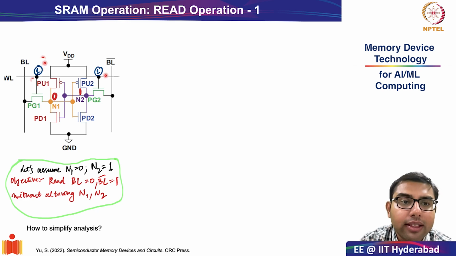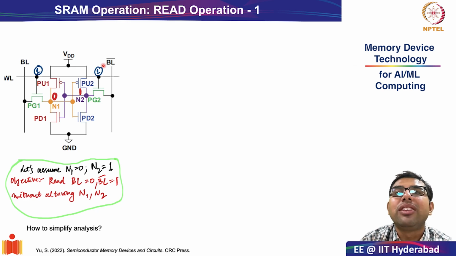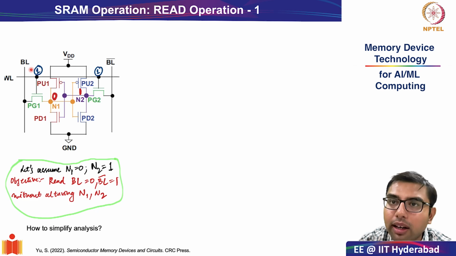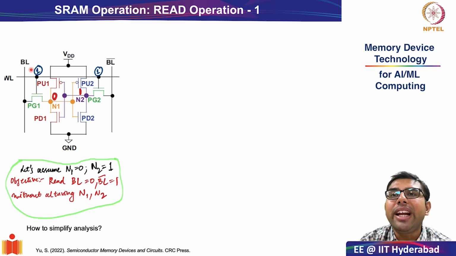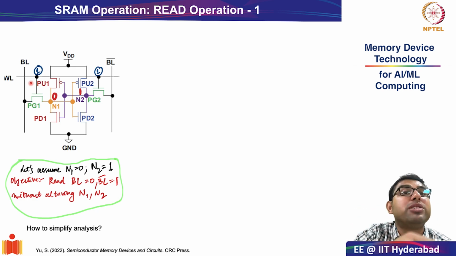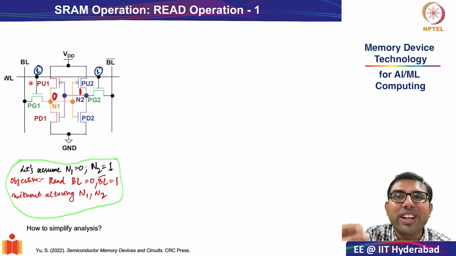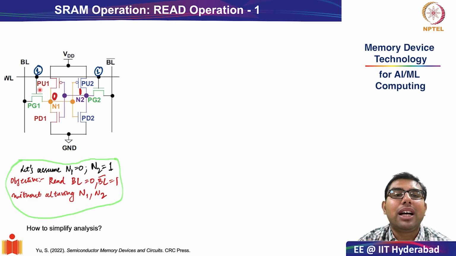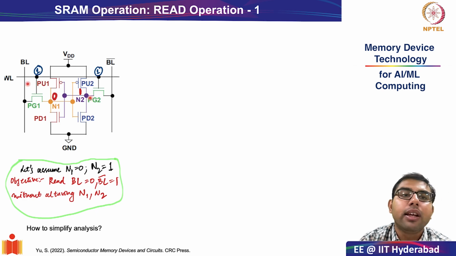I have shown that the read operation begins when you assert the word line from 0 to 1. What will asserting the word line do when you go from 0 to 1, or from 0 to VDD? Note, I will use 1 and VDD sometimes interchangeably. VDD is your analog voltage, 1 is your digital state, just to be very clear. So when you assert this word line, it is obvious that pass gate 1 and pass gate 2 will get turned on. Okay, this is the first thing which is obvious. We have to turn on the word line.